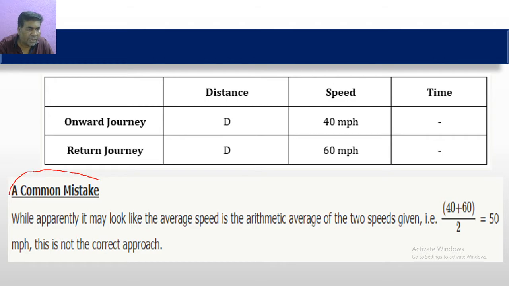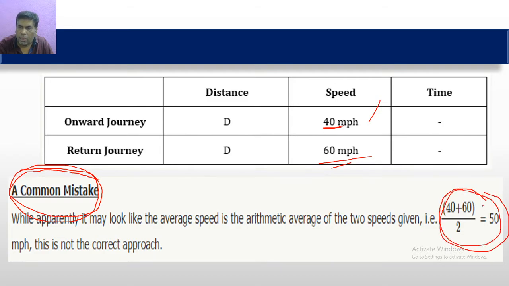So this is one common mistake. Because the onward journey speed is 40 and the return journey speed is 60, we add both, divide by 2, and tell the answer 50. But this is a mistake, because this is not the correct approach.